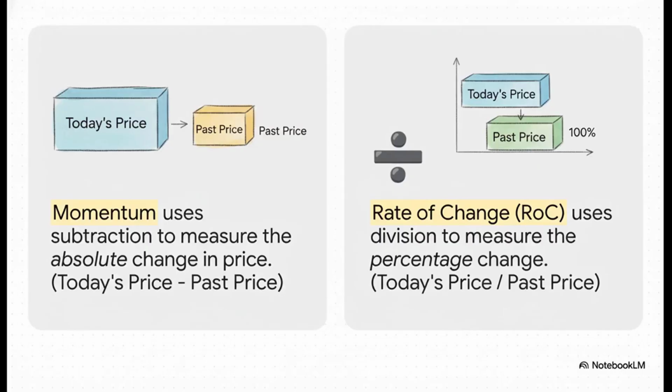And here's the easy way to tell them apart. The momentum indicator just uses simple subtraction. It asks, what's the absolute dollar change? Rate of change, on the other hand, uses division. It's asking, what's the percentage change? So it's just two different lenses to look at the same exact question. Is this thing gaining or losing steam?